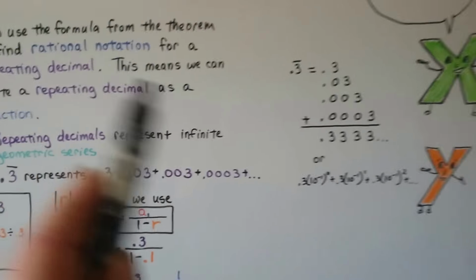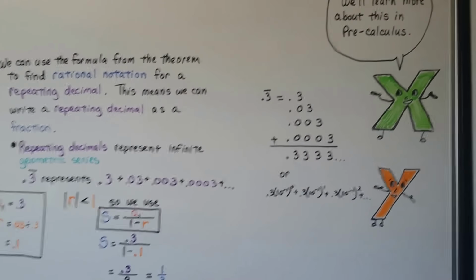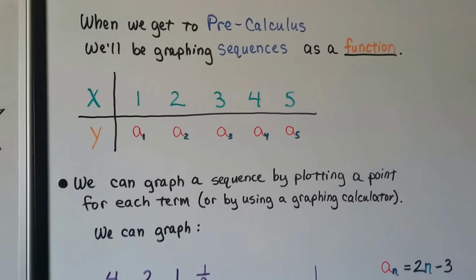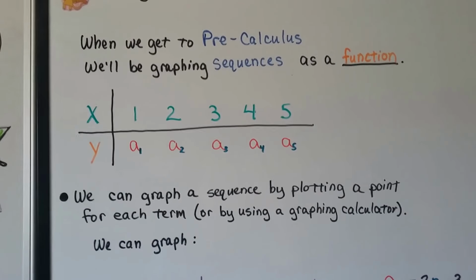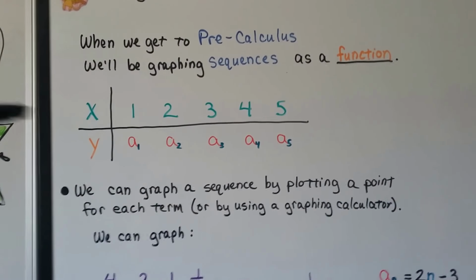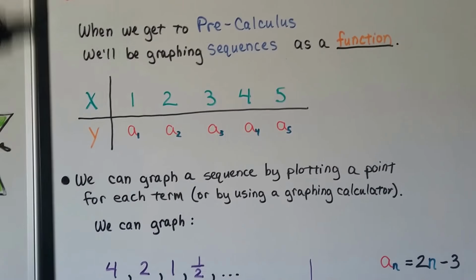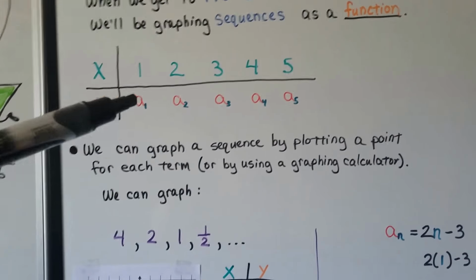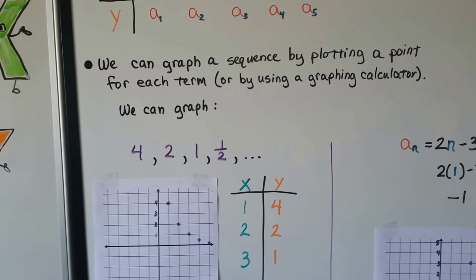We're going to learn more about this when we get to pre-calculus, okay? But it is in the Algebra II textbook, so I figured I'd cover it. Now, another thing we're going to cover when we get to pre-calculus, but it was mentioned in the Algebra II textbook, is that we're going to be graphing sequences as a function. So our x is just going to be 1, 2, 3, 4, 5. Our y is going to be the terms, okay? So we can graph a sequence by plotting a point for each term or by using a graphing calculator.